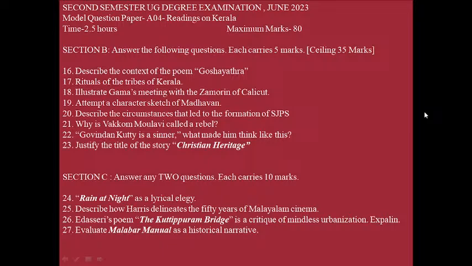Now we come to the next question. Edasheri's poem The Kuttipuram Bridge is a critique of mindless urbanization. Explain. Okay, so write about the significance of Edasheri Govindan Nair. Then just mention the very fact that this is, of course, a poem having a lot of ecological significance. Mention the fact that this is the first eco-critical poem in Malayalam. That is a very important point.